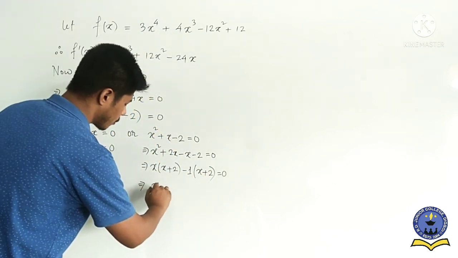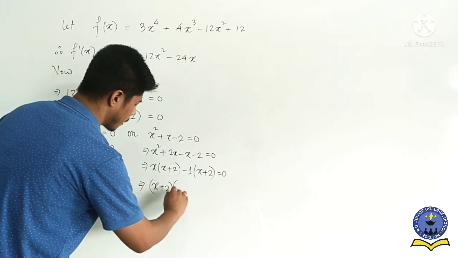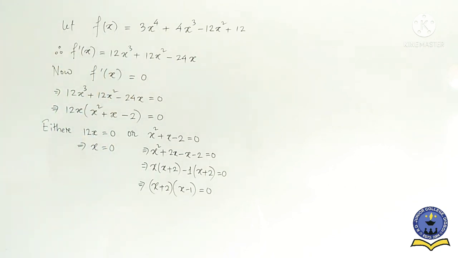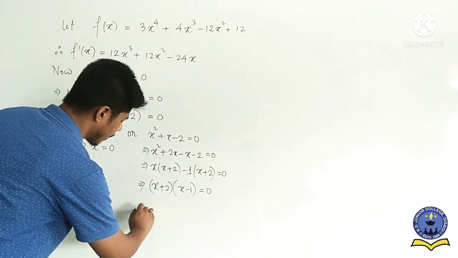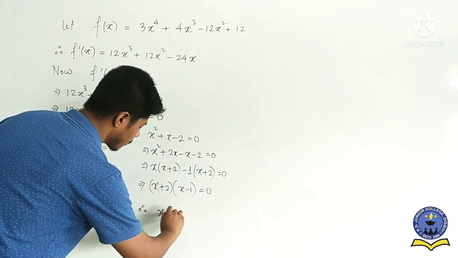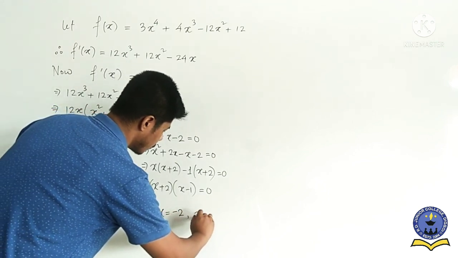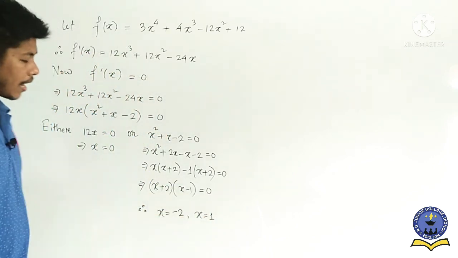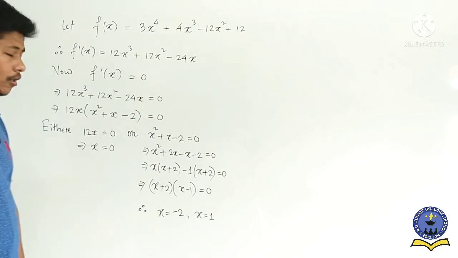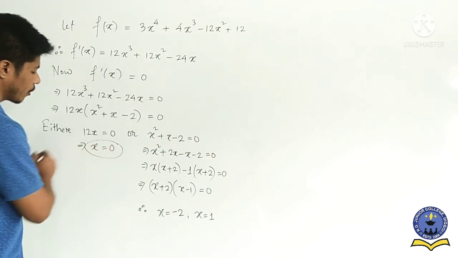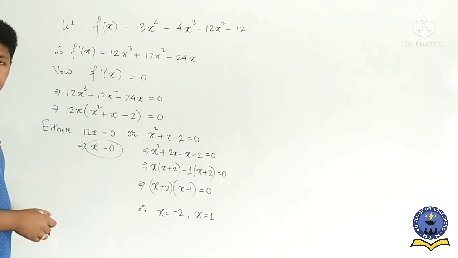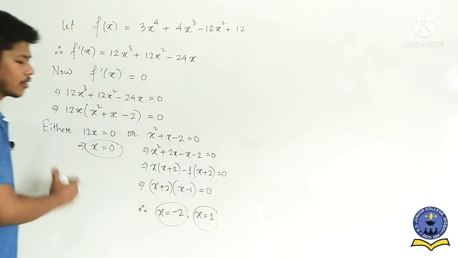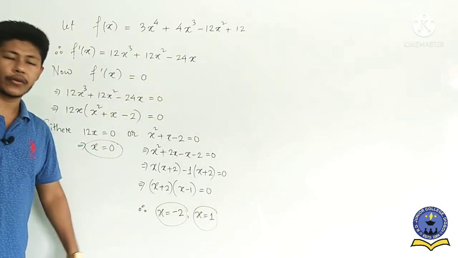x plus 2 is common, so if we take x plus 2 common, then here remains x minus 1 equals 0. And from here we get another two critical points: x equals minus 2 and x equals 1. I think all of you understood this. x plus 2 equals 0 means x equals minus 2, and x minus 1 equals 0 means x equals 1. So how many critical points do we get? First is x equals 0, the second is x equals minus 2, and the third is x equals 1. So 3 critical points we get here.